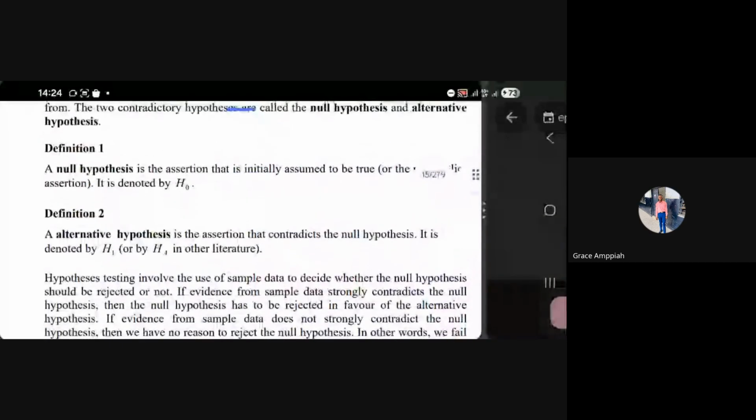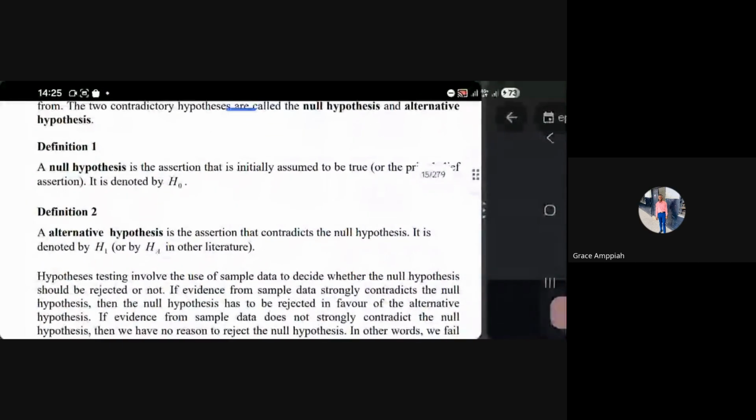So when we talk about the null hypothesis, we are talking about the assertion that is initially assumed to be true. So let's think of an example now. An assertion that initially is true. So as I'm coming online, maybe the assertion that I'll come online with is that the majority of the people I'm going to meet for statistical method are going to be male. That is my null hypothesis. The alternate hypothesis later comes in to contradict what the null hypothesis is.